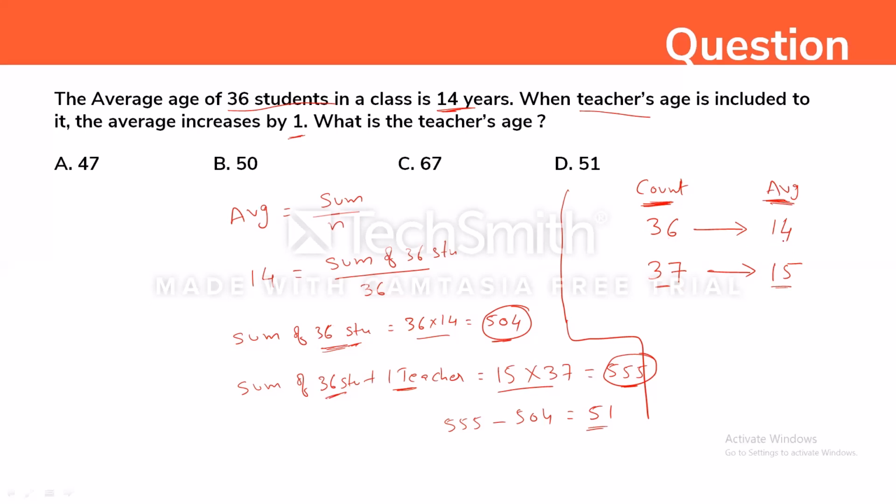36 students, average is 14. 37 members including teacher, average is 15. Now very simple, what you need to do is take the difference of left side and right side. That's it, first step. Here you need to be very careful: from 36 to 37 it is plus 1. The symbol is very, very important, whether it is plus or minus. For some questions they may give a decreasing value, and at that time we need to take a negative value. So here plus 1, and here 14 to 15.